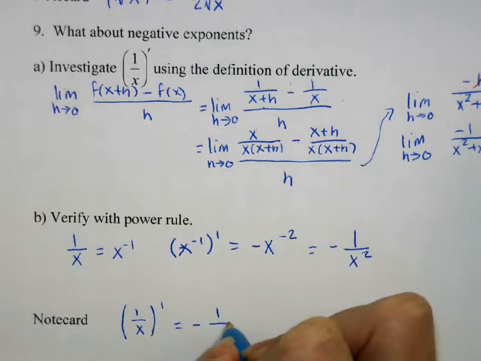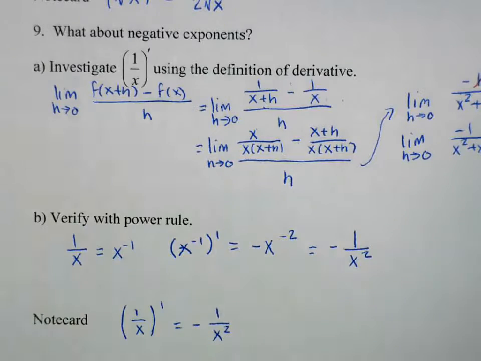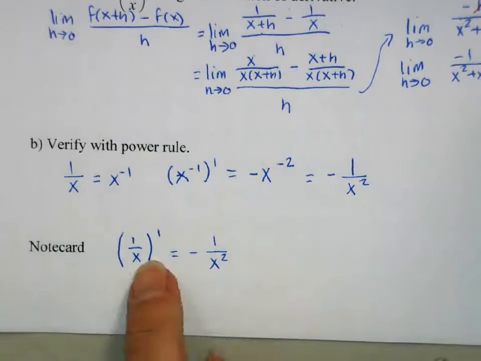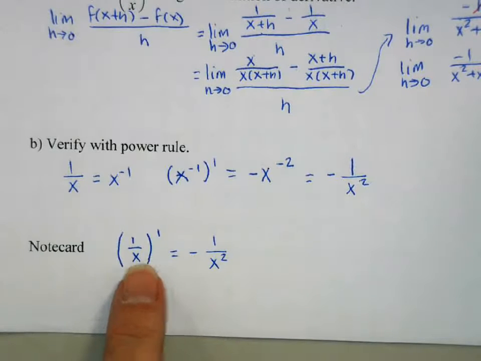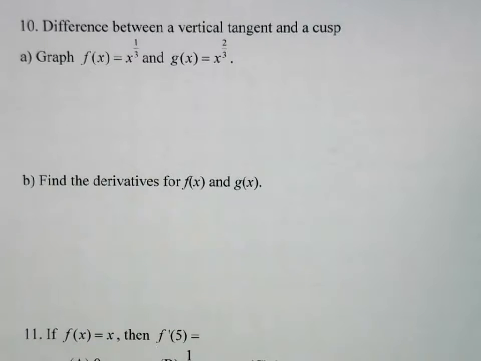Okay, so we can always arrive at these using the power rule, but these are such commonly used ones that you should really get these memorized. Okay, so the difference between a vertical tangent and a cusp. If I were to graph both of these, and you can certainly graph these on your calculator.